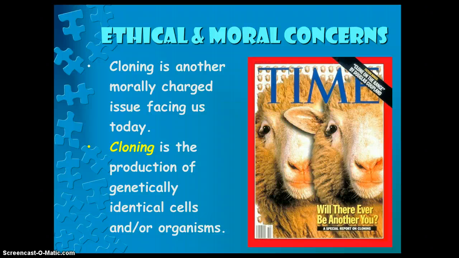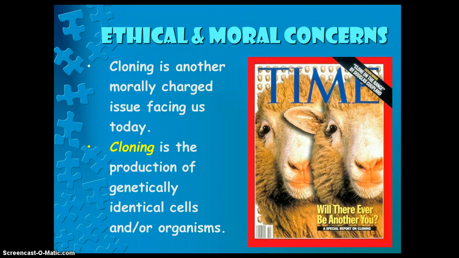Cloning. This is another morally charged issue facing us today. Cloning is the production of genetically identical cells and or organisms. And what we do is we take a cell from an egg, and we take the DNA out of the egg, and then we take the DNA that we want to clone from someone. So let me rephrase that again, because we take a donor egg, just someone's egg, and we take the DNA out of it. We take the nucleus out.